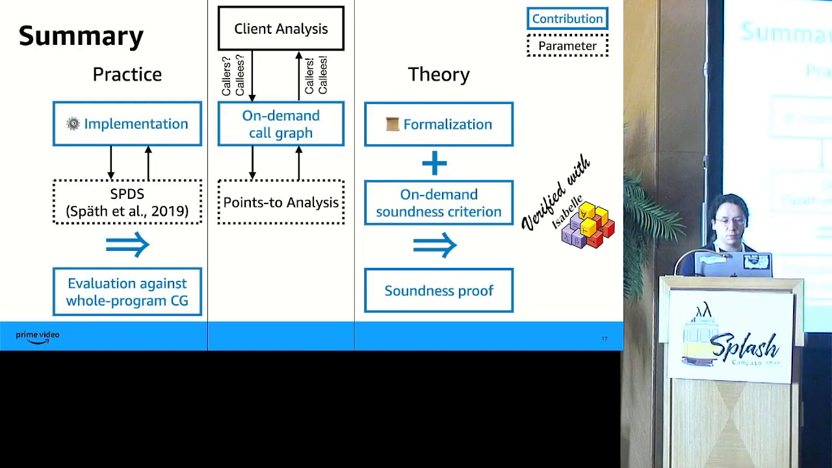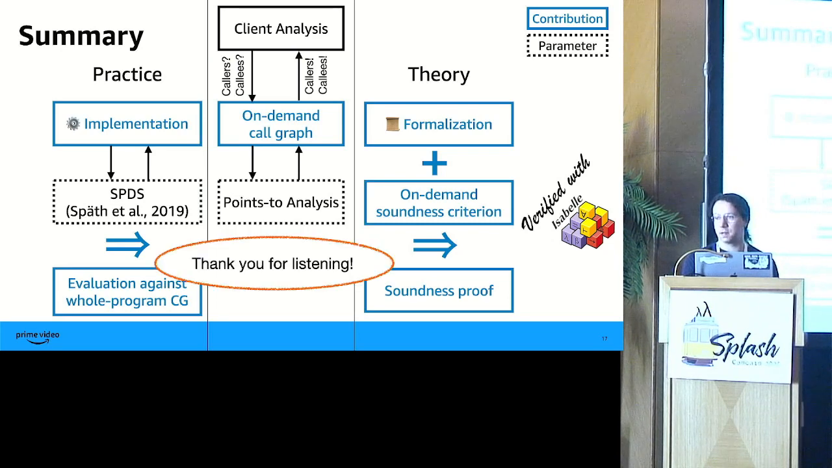So, summing up, I showed you an on-demand call graph construction approach that's parametric in an underlying points-to analysis. So we can use existing state-of-the-art points-to analyses like SPDS that assume a call graph, but we can then bootstrap a call graph out of nothing without having to do any kind of upfront whole program analysis in the first place. We formalized it and proved it sound, and you can take a look at the artifacts online. That's it. Thanks for listening.